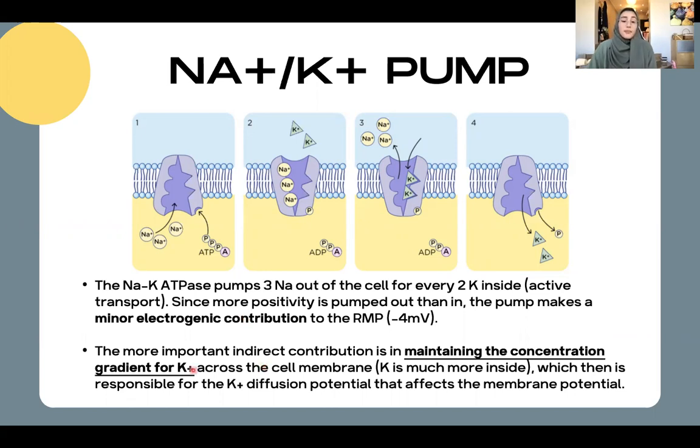But more importantly, it indirectly contributes to maintaining the concentration gradient for potassium, right? We said this is active transport. Potassium is more concentrated inside than outside, and sodium is more concentrated outside than inside. So when you're using ATP to actively pump potassium inside the cells, this maintains the concentration gradient, which is what keeps the electrical potential and voltage going across the cell. Is that easy? You guys want me to re-explain anything?